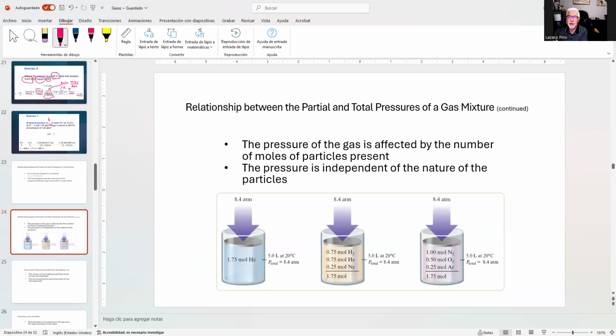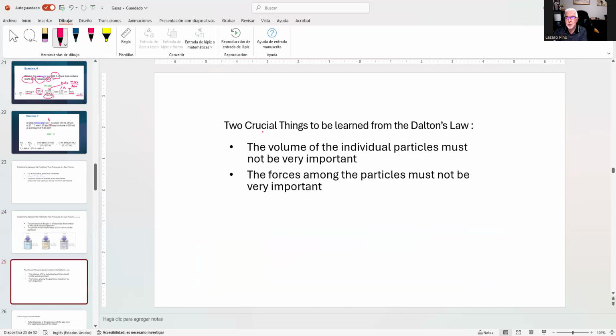The pressure of the gas is affected by the number of moles of particles present. Of course, if you have more particles, the pressure will be higher. And two crucial things to be learned from Dalton's law: the volume of the individual particle must not be very important, and the forces among the particles must not be very important.